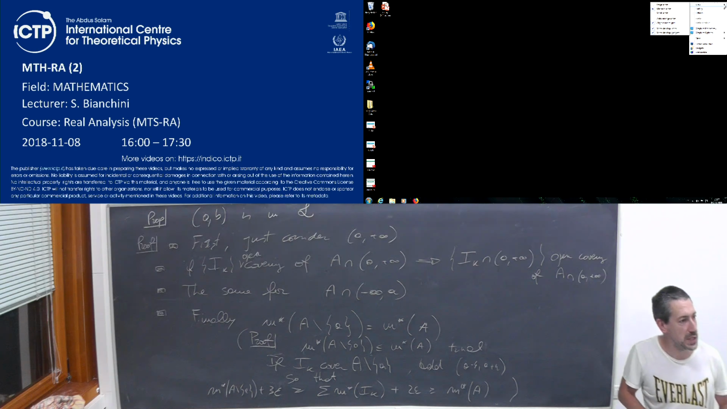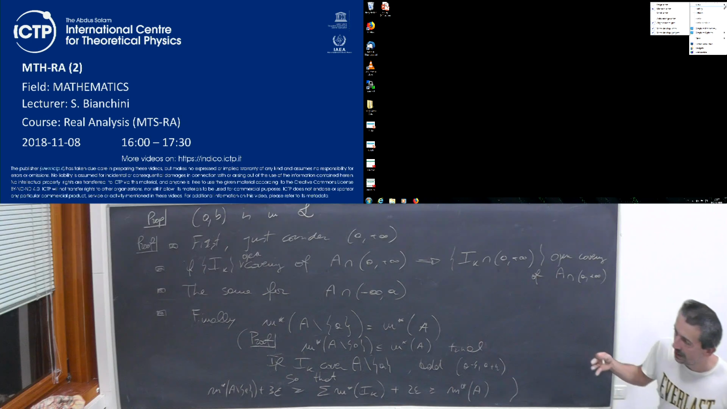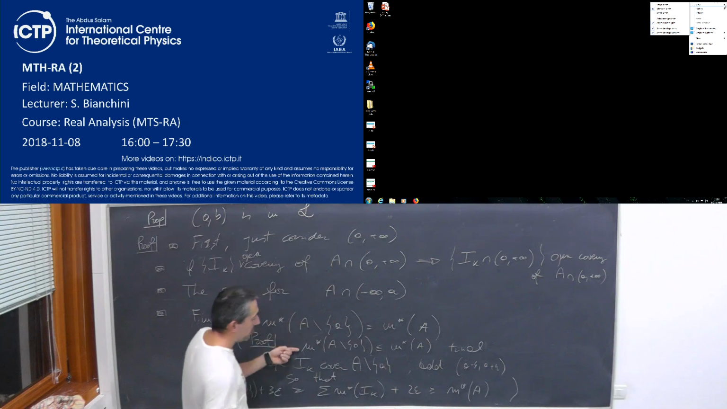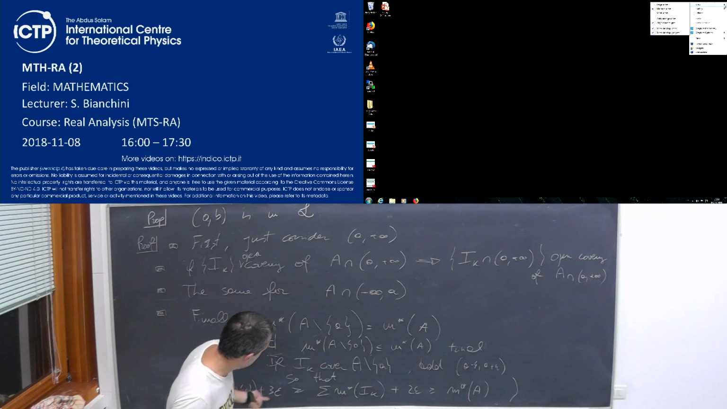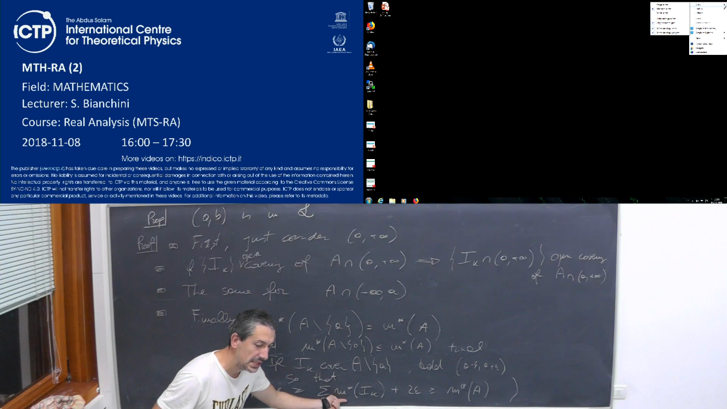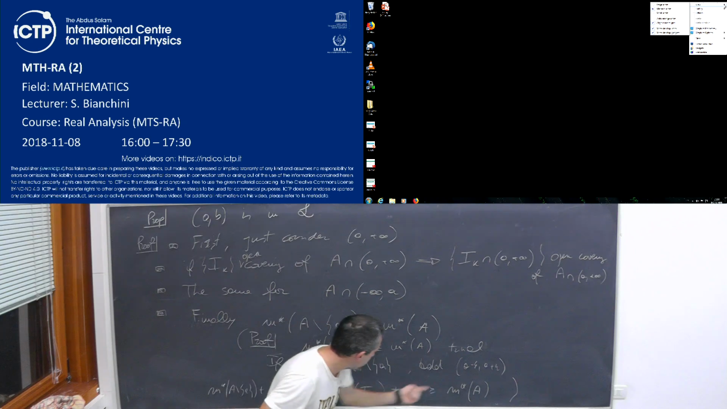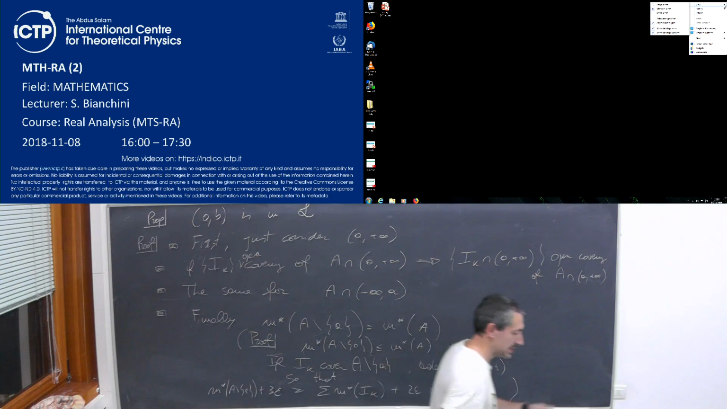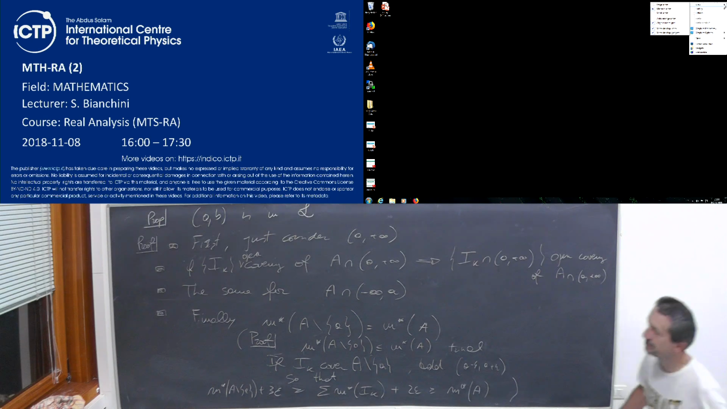Okay, are you fine with this one? So let's put it straight. If this is plus infinity, there is nothing to prove. Otherwise, there is a covering such that the outer measure plus epsilon is larger than the sum of the covering. And then I add that interval, so I add 2 epsilon to the covering, so I have 3 epsilon larger than this guy. Then for any epsilon, I'm okay.